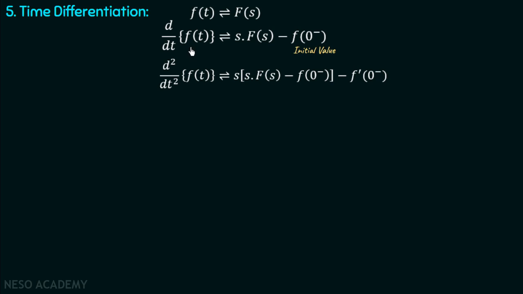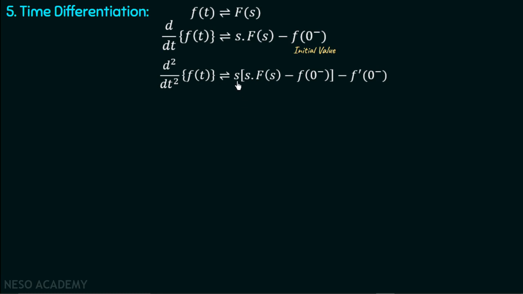Because now we are differentiating this function and checking for its Laplace transform, the Laplace transform of this particular function will be multiplied with s, and its initial value will be subtracted. F prime of 0 minus here is the initial value of the function derivative of f of t. We can write the derivative of f of t as f prime of t, and the initial value of f prime of t is f prime of 0 minus.